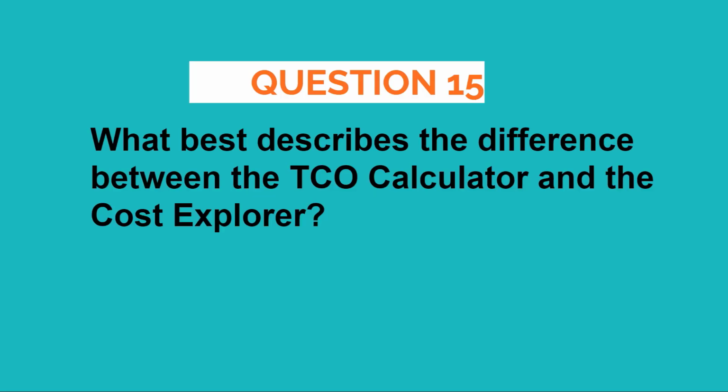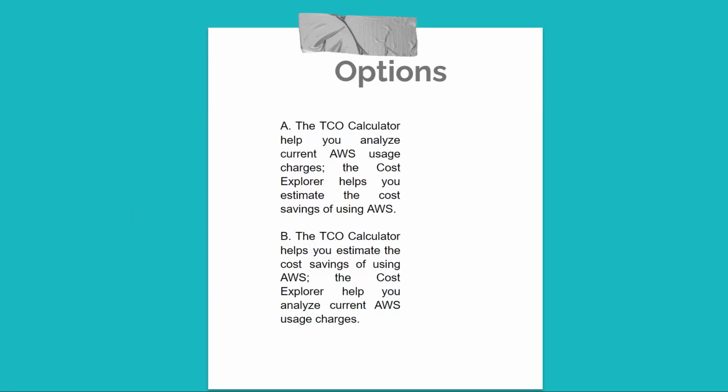Question. What best describes the difference between the TCO Calculator and the Cost Explorer? Option. A. The TCO Calculator helps you analyze current AWS usage charges. The Cost Explorer helps you estimate the cost savings of using AWS. B. The TCO Calculator helps you estimate the cost savings of using AWS. The Cost Explorer helps you analyze current AWS usage charges.